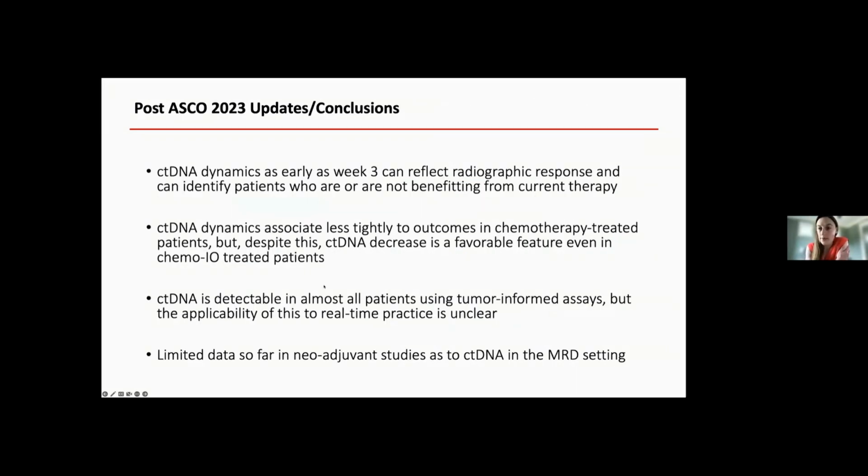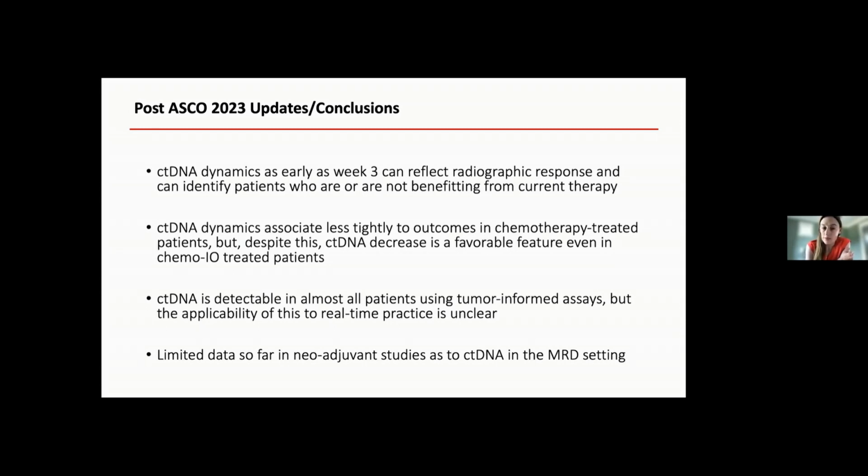So I think some of the things we've learned: ctDNA dynamics as early as week 3 can reflect radiographic response and can, I think, be used to identify patients who are not benefiting from the current therapy. ctDNA dynamics associate less tightly to outcome in chemotherapy treated patients, but despite this, even with that caveat, ctDNA decrease is a favorable feature in the chemo-IO group.